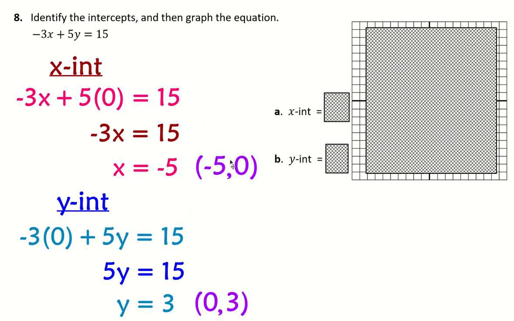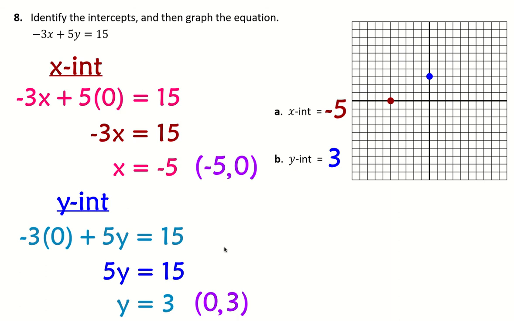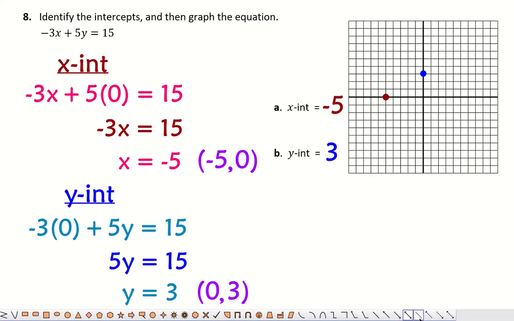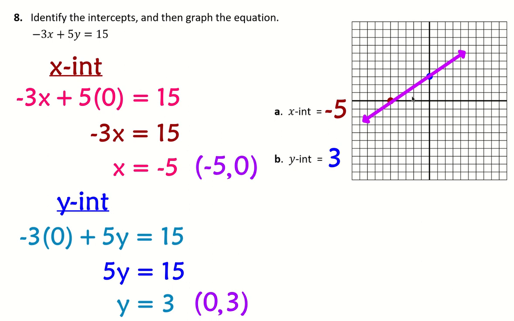Now, you don't need to write down what's in purple. If you say the y-intercept is 3, people are going to know what you're talking about. You don't need to say 0, 3. If the y-intercept is 3, then that is one point all by itself. And then the x-intercept is negative 5, so you just plot it on the x-axis, and then you connect them with a line, and you're done and dusted.